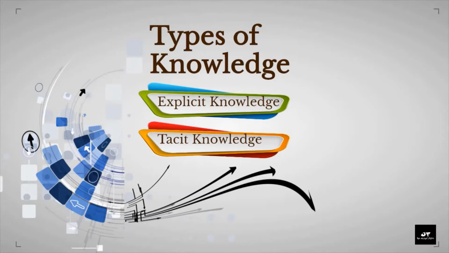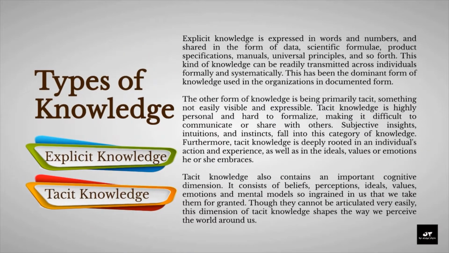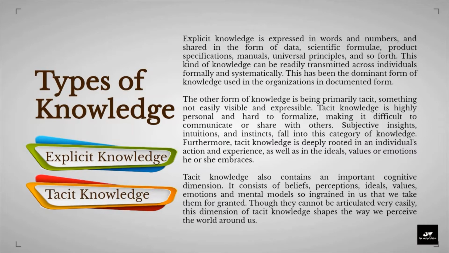Let us now explore types of knowledge. There are two kinds of knowledge: explicit and tacit. The explicit knowledge is expressed in words and numbers, and shared in the form of data, scientific formulae, product specifications, manuals, universal principles, and so forth. This kind of knowledge can be readily transmitted across individuals formally and systematically. This has been the dominant form of knowledge used in the organizations in documented form.